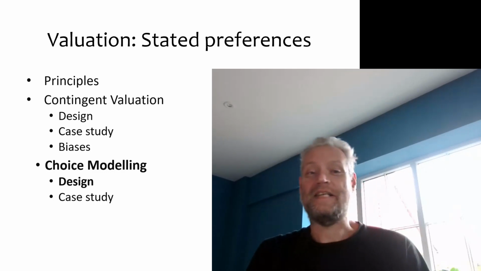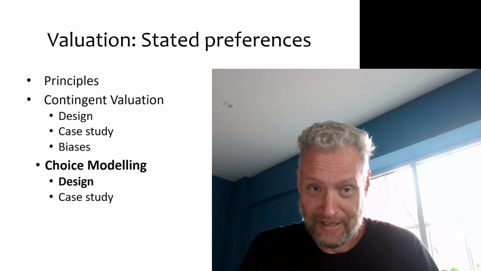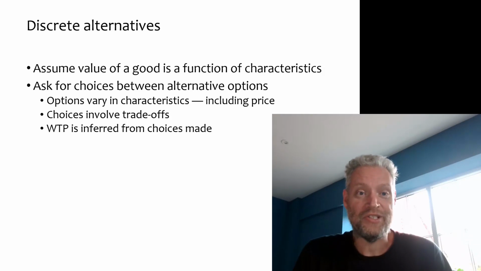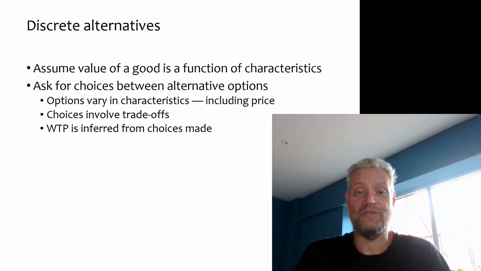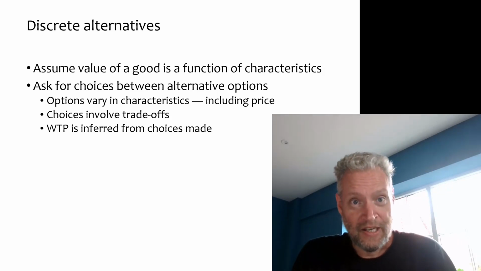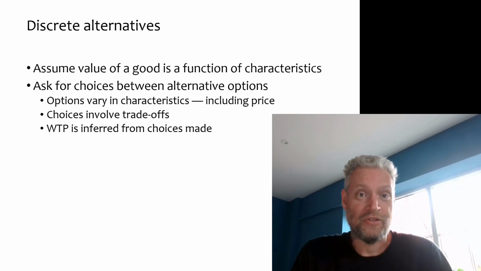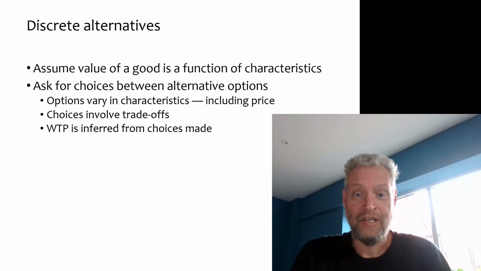Choice modeling is a younger alternative to contingent valuation and nowadays a more popular one. So essentially you ask your respondents to choose between a number of discrete alternatives. You assume that the value of a good or service is a function of characteristics, and those characteristics come as a bundle. And you ask your respondents to choose between alternative options, and those alternatives vary in their characteristics.